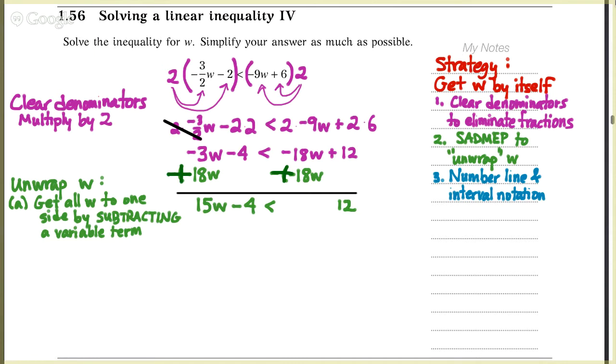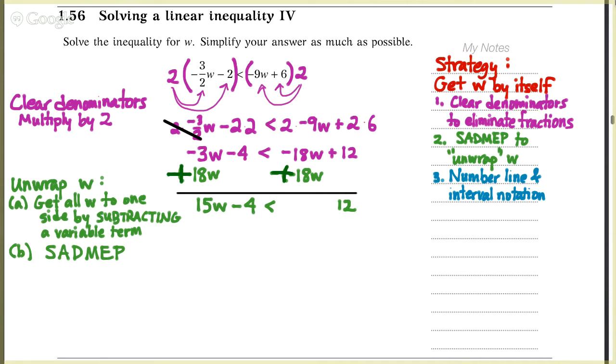So now our W only lives on one side of the inequality, which means now we can unwrap it using the reverse order of operations that I call SADMEP. Let's deal with all the addition and subtraction first. If we can do any addition or subtraction to get the W to be more unwrapped, let's do that first. Then we'll do any division or multiplication we need to do to get the W unwrapped. And then if there are any exponentials or any parentheses, we can worry about those at the end.